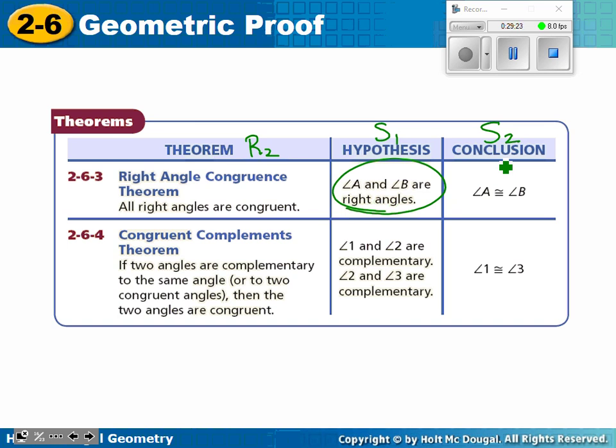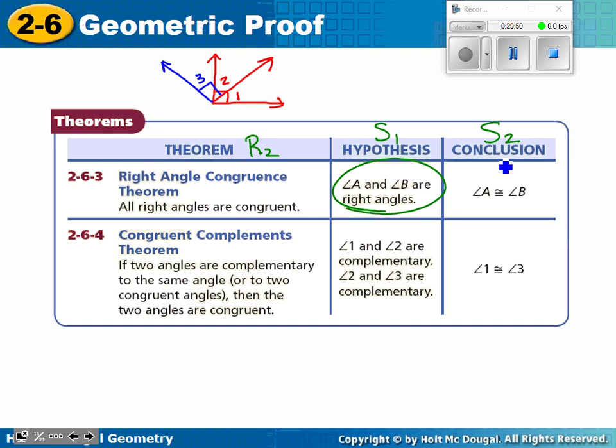Okay, and the last one here is the same as the one we talked about a few minutes ago, but we were done with supplementary. Now it's complementary. Congruent complements theorem. So once again, a picture that you might see could look something like this. You have two angles, 1 and 2, but then you also have another angle here, 3.